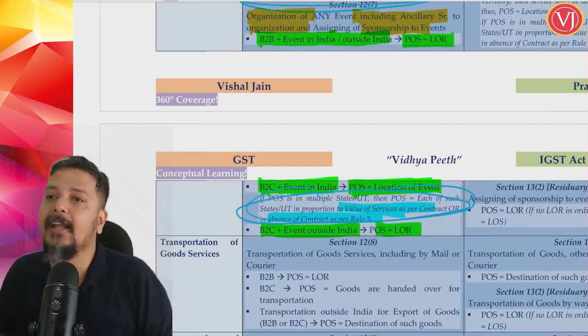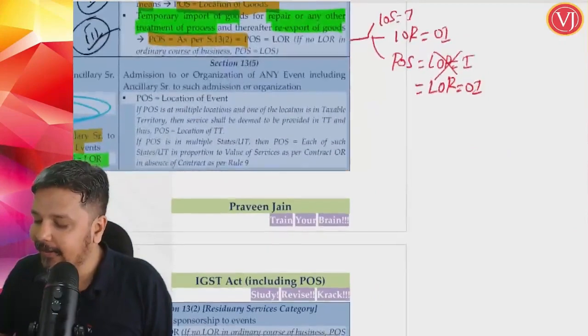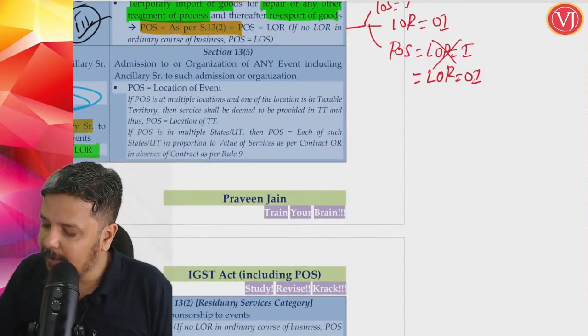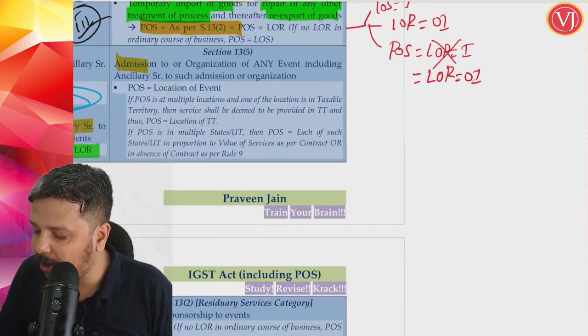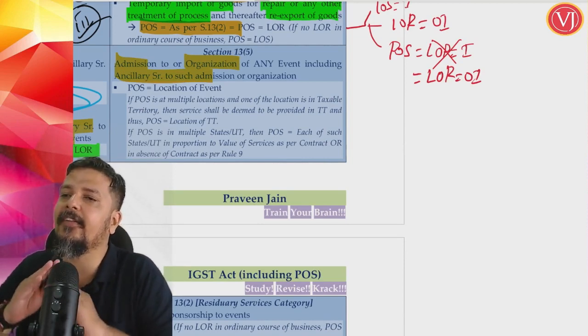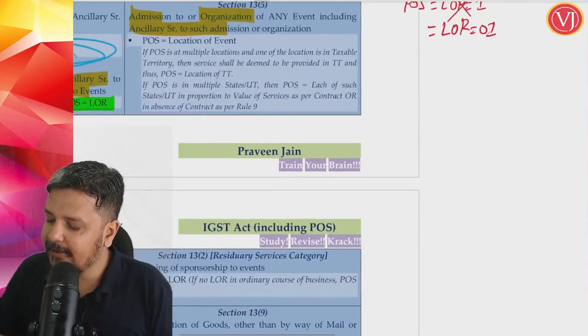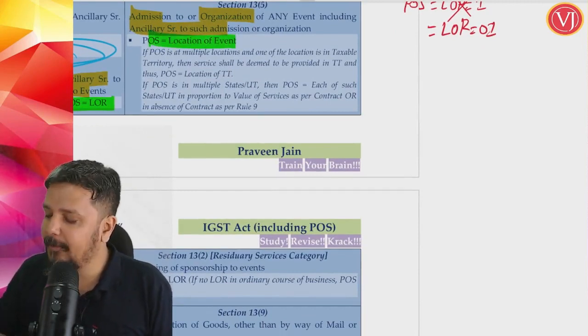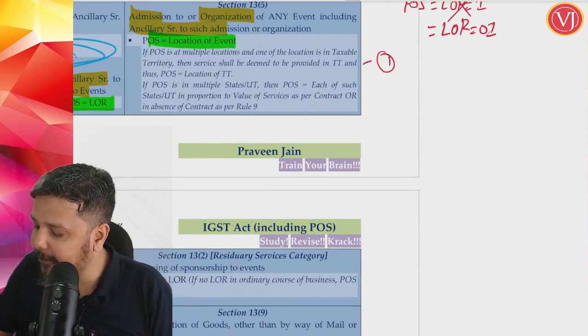There are 3 multiple answers. But if you see section 13, life is very, very simple. Why? Now they tell that whether it is admission or organization or ancillary services, they make things very simple. And they tell that we will go with location of event.